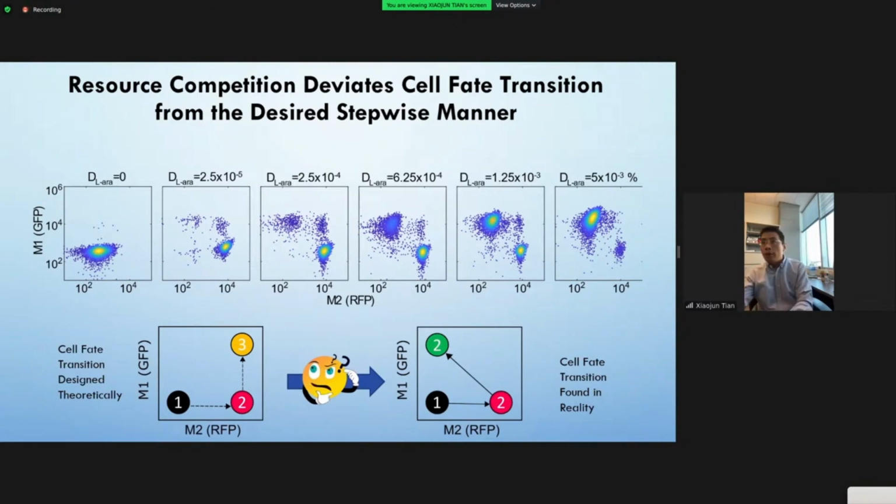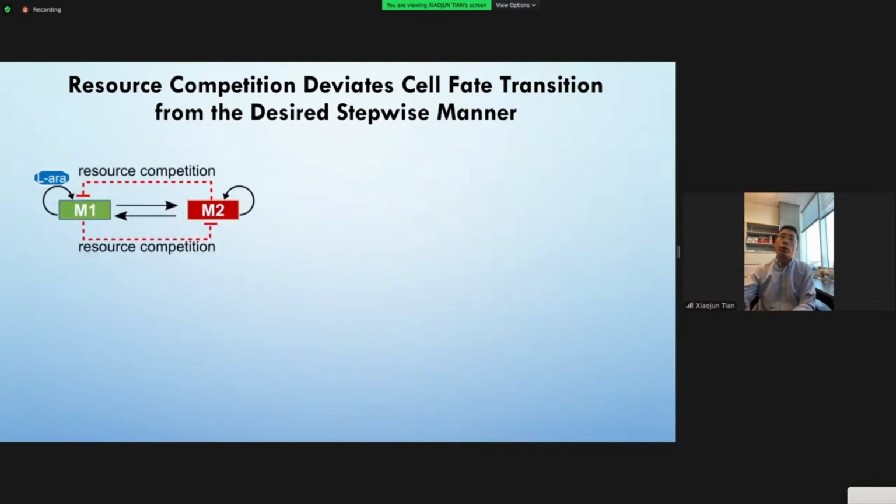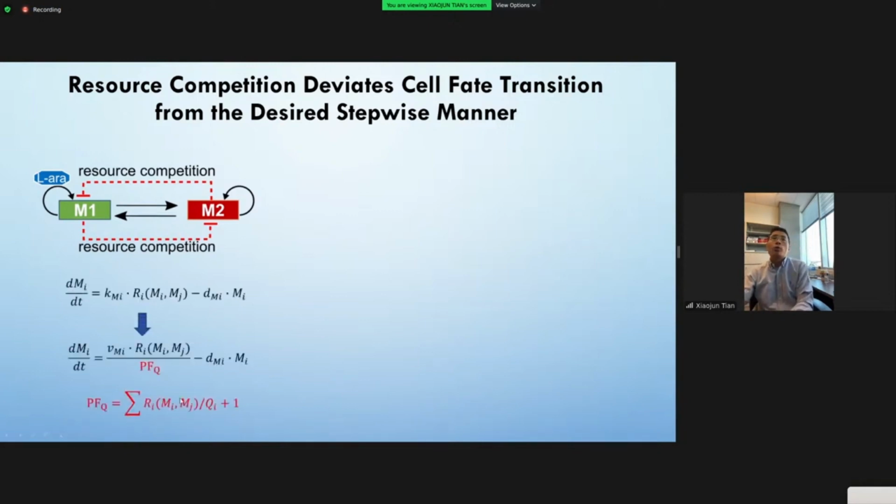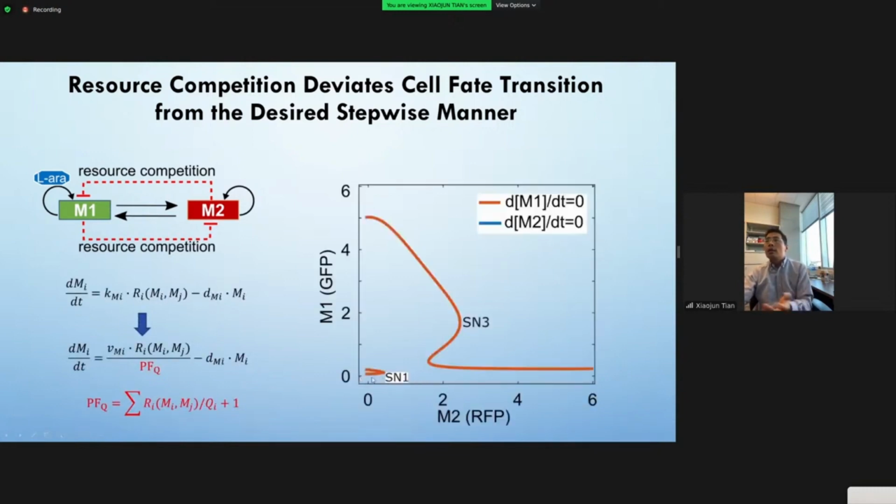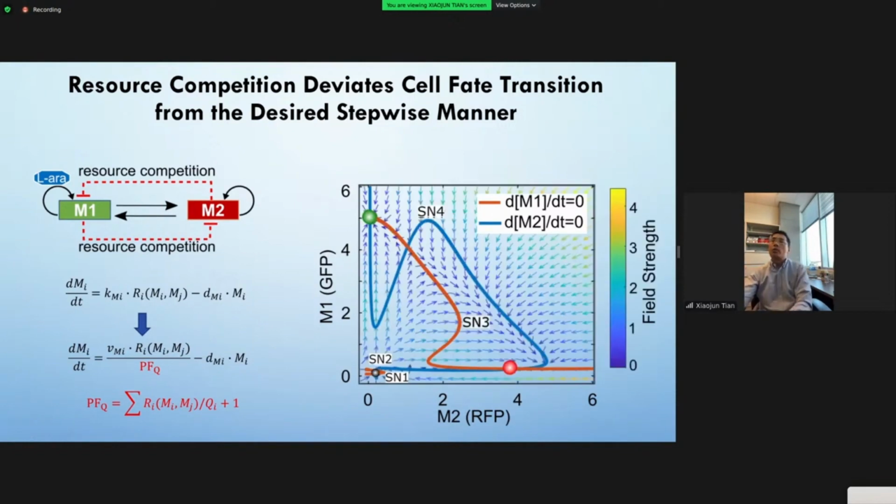And then we read the paper in the literature, and we realized that that is because of resource competition that we didn't consider in our circuit design, and we revised the model by including the resource competition. Now the nullcline analysis is changed. This curve is the same: when we increase module 2, it can also activate module 1. But when we increase module 2 too much, we can see a decrease of module 1 and then a switch off of module 1, right? And then we can see 3 different steady states, right? This is consistent with the experiment data.